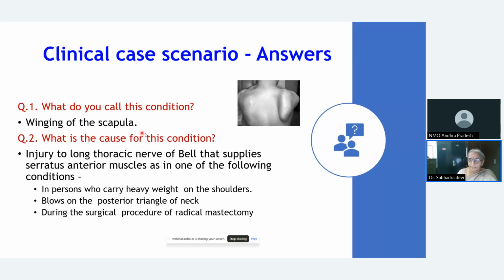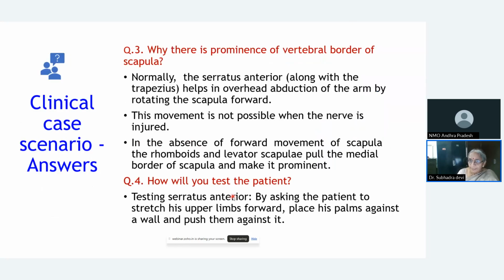So what do you call the condition? You get injury to which nerve, and in whom will it be? Those who are carrying heavy weights on the shoulder, a blow on the posterior triangle, and radical mastectomy are the most common causes of injury to this nerve. So why is it prominent? You can answer that the serratus anterior and the trapezius are both concerned with overhead abduction, above-the-head abduction of the arm. So the rotation of the scapula will be affected.